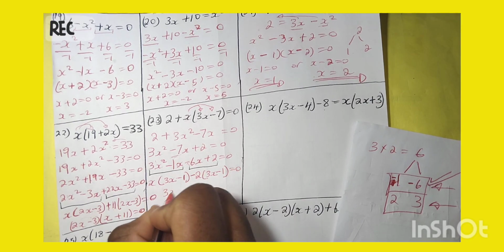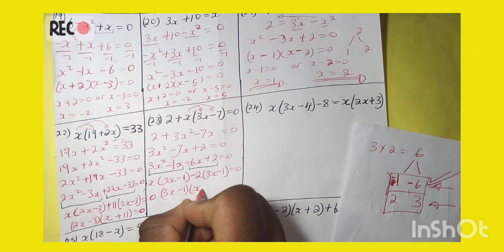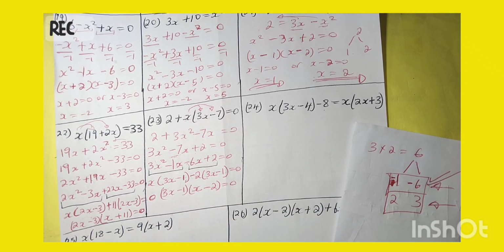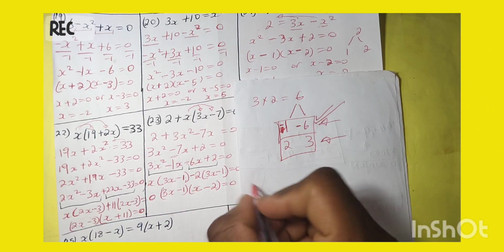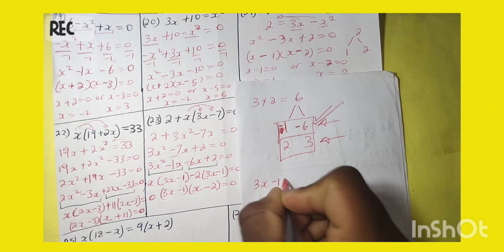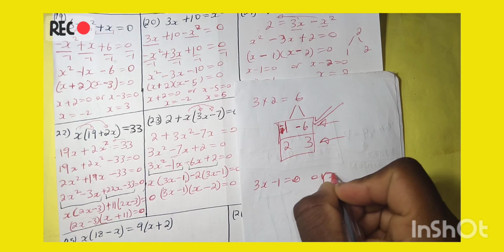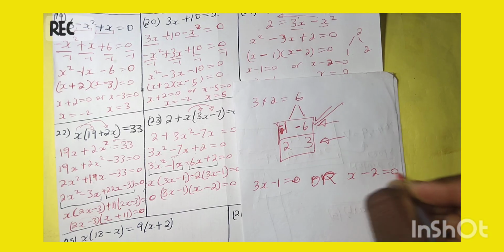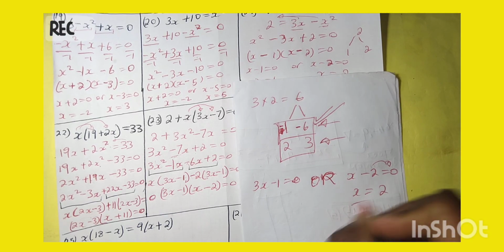Now I can take this thing as a common factor. This divided by this thing, that will get x. This divided by that thing, it's minus 2 there. Do you see? Then I equate this thing by what? I equate that thing there to 0. So which is this one there, it's x minus 2 equal to 0. So my first answer there will be x is equal to 2.